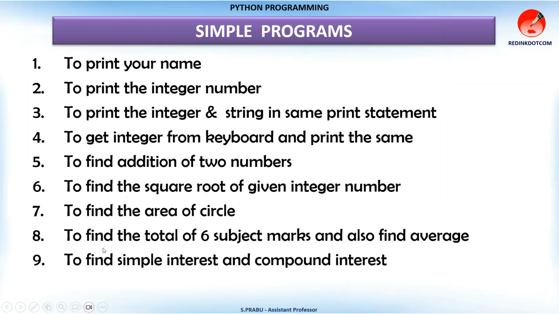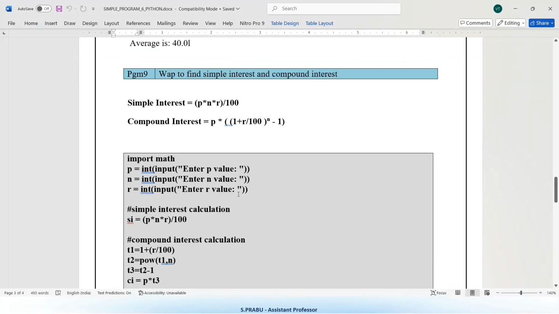The next program is to find the simple interest and compound interest. So in this kind of program, we should know the formula for finding the simple interest as well as compound interest. The simple interest and compound interest formulas are: the simple interest is PNR divided by 100, compound interest is P into 1 plus R by 100 whole power of n minus 1.